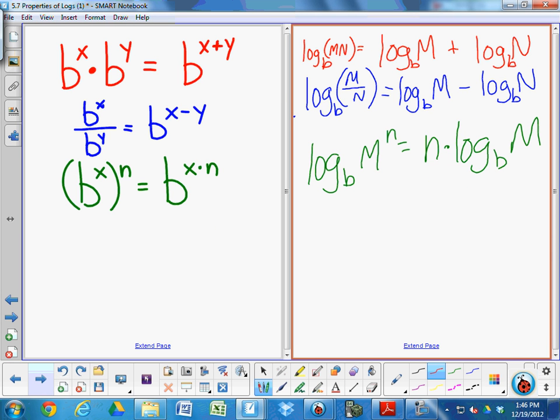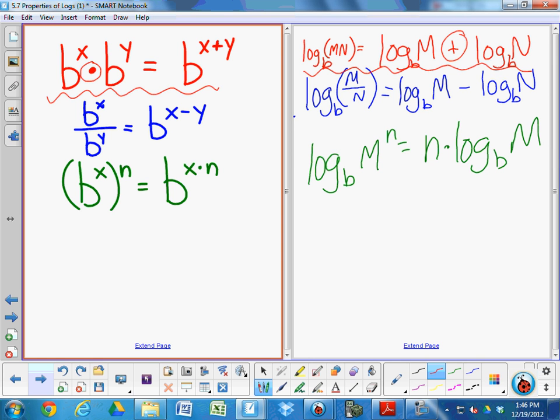Good. Now, so this one up here is called the product rule. This is also the product rule. Similarities? Okay, nice. When the stuff inside here is being multiplied, you can split it and add them. Okay? Here, when we were multiplying, what did it turn into? Addition. Similarity, right?